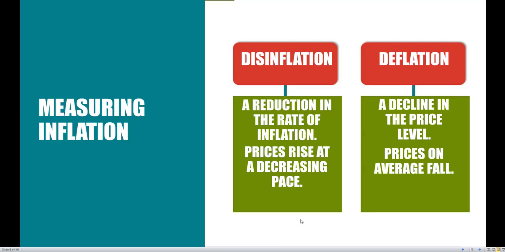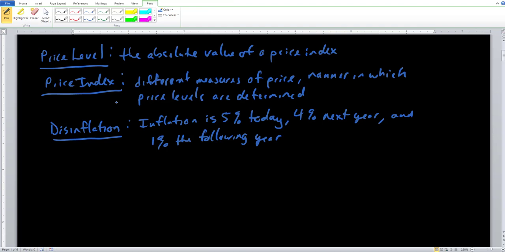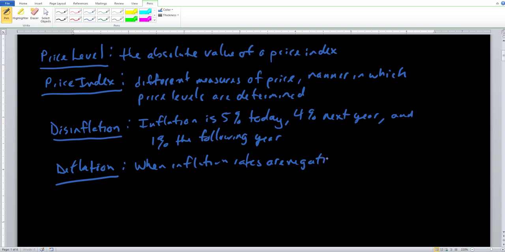Deflation, on the other hand, is just the opposite of inflation, where we have a decline in the price level, where prices on average are going to fall. With deflation, we notice that this is where our inflation rates turn negative. So if inflation is negative 3% today, negative 5% today, negative 0.1%, it doesn't really matter the magnitude. As long as it's negative, we say that we are in deflation.